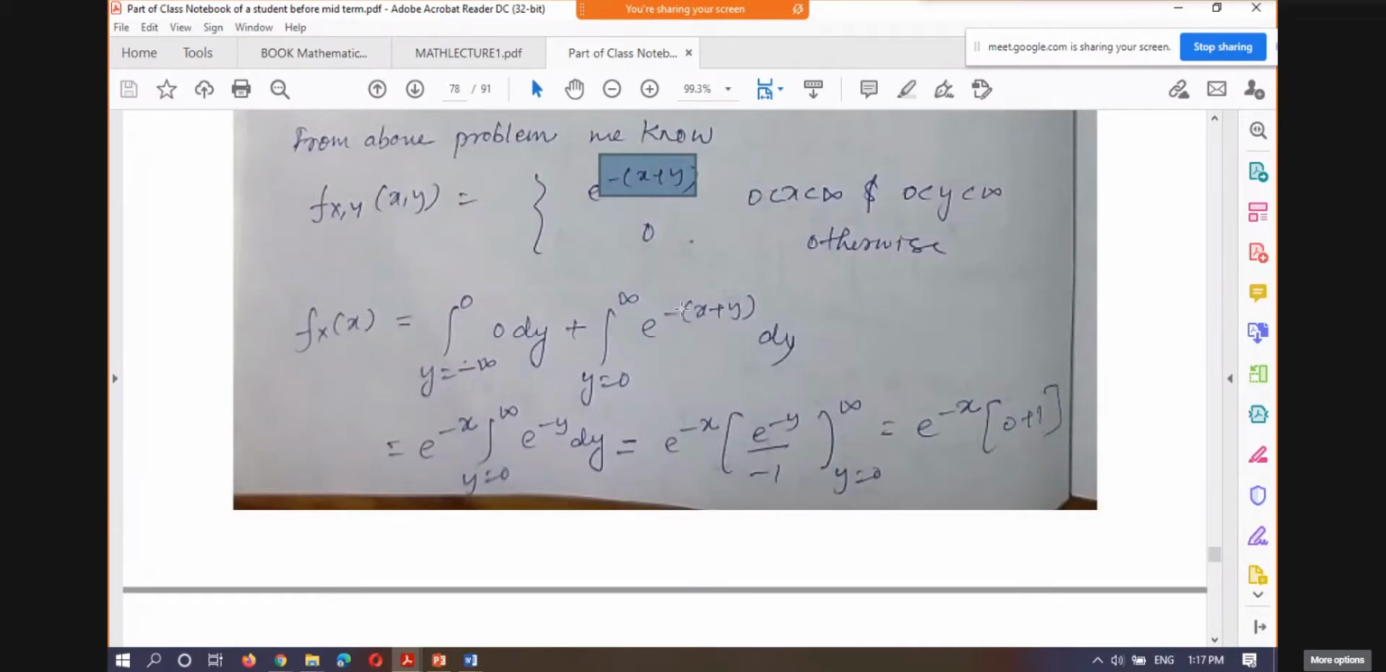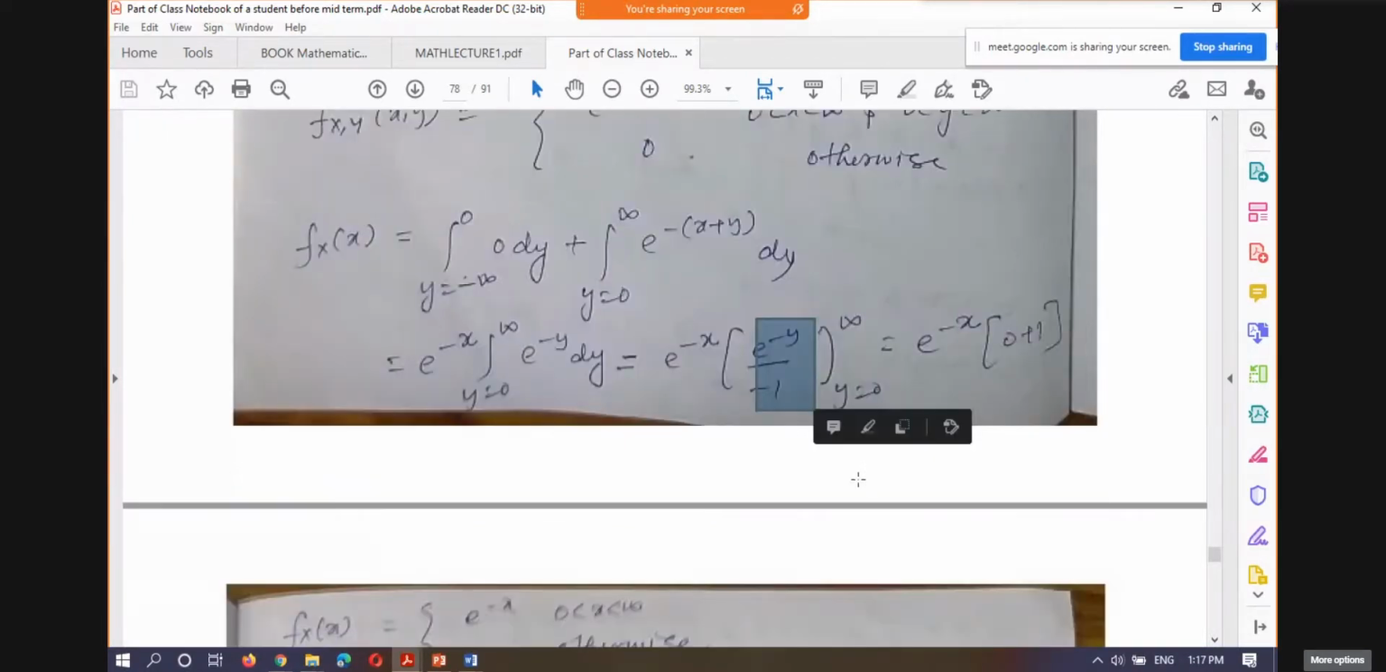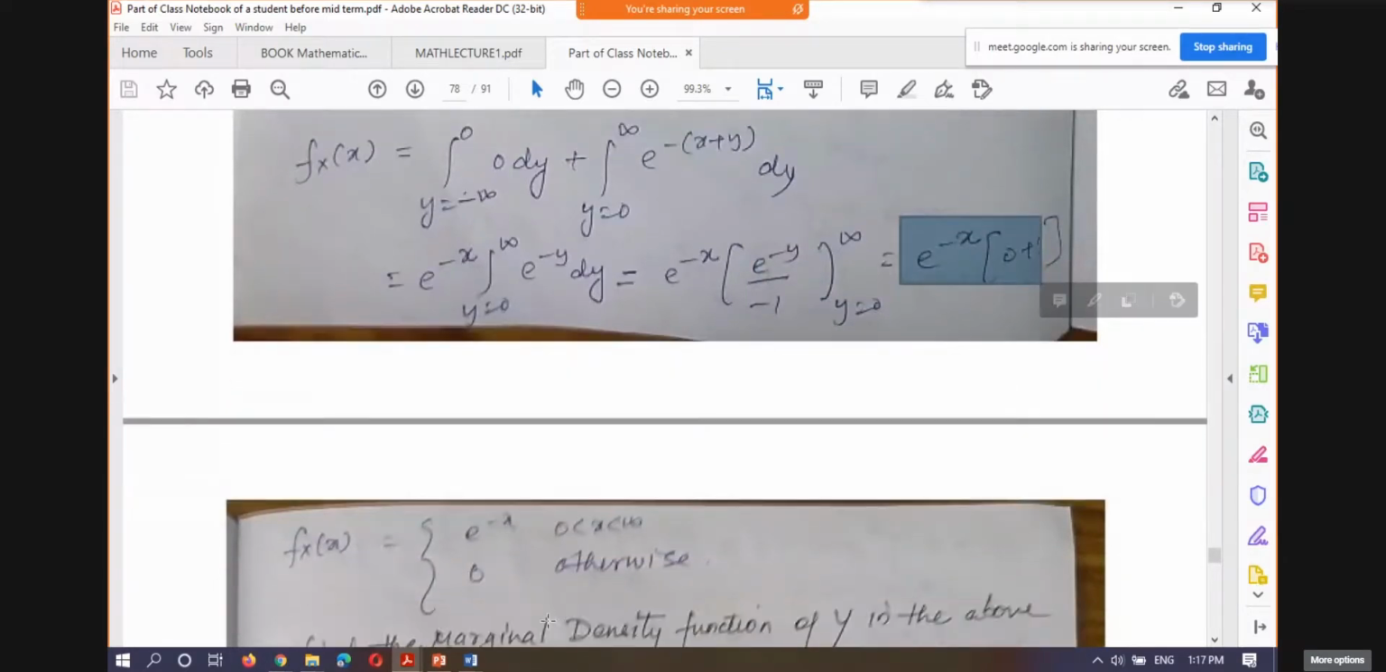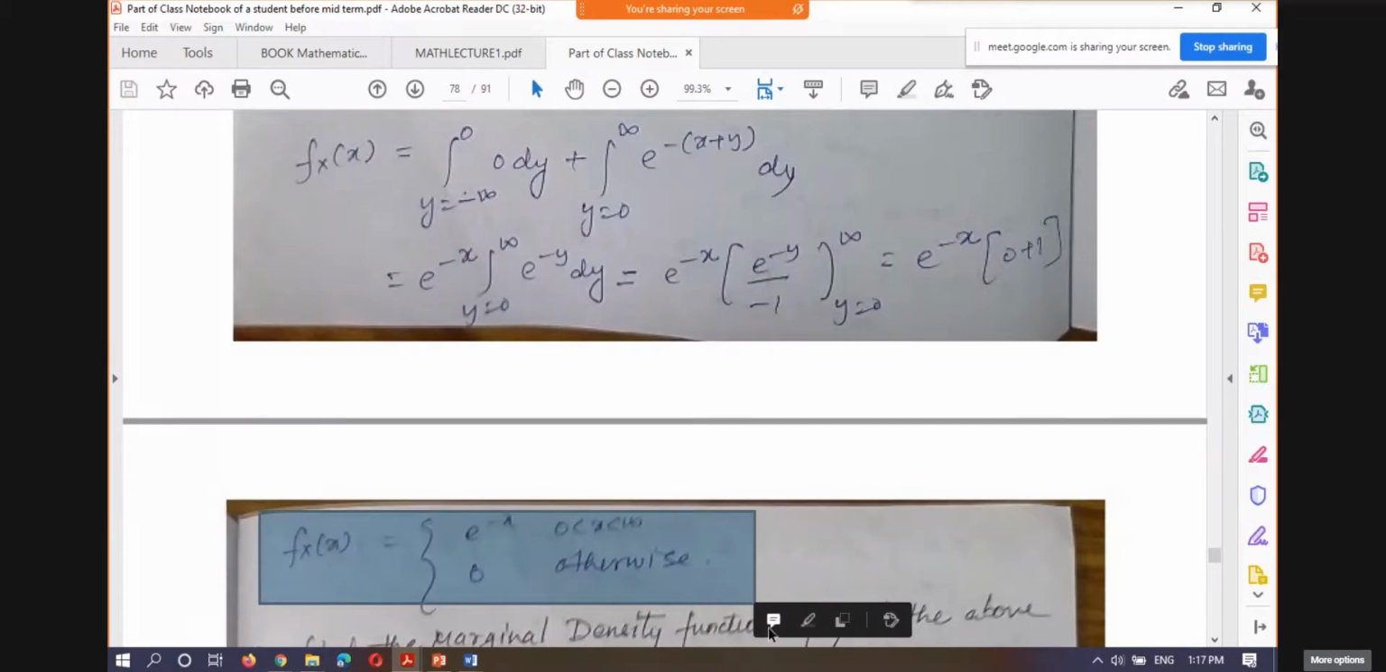Since we are integrating with respect to y, e raised to power minus x will be outside, and the integration of e raised to power minus y is this one. Then when you substitute y equal to plus infinity, you will get 0, and when you substitute y equal to 0, you will get 1. And this is your probability density function, or marginal density function, of the random variable x.